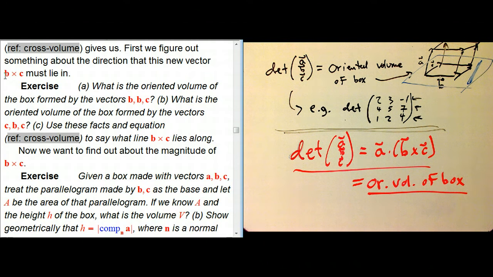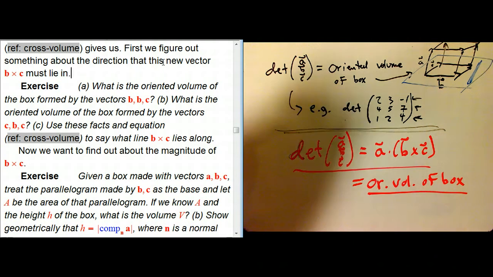We can figure out just from the geometry what direction B cross C must lie in. Okay, let's see if we can do that.